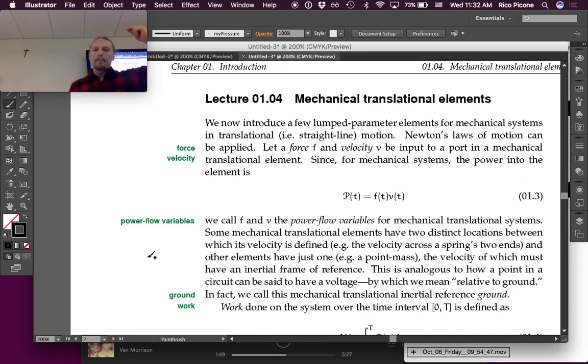The velocity of which must have an inertial reference frame. So when there's a mass and there's only one velocity point, we are assuming that you mean the velocity relative to some inertial reference frame, because Newton's laws require an inertial reference frame, right? This may not have occurred to you before, but a velocity is always a quantity that's relative between 2 points. There's always a reference for a velocity.